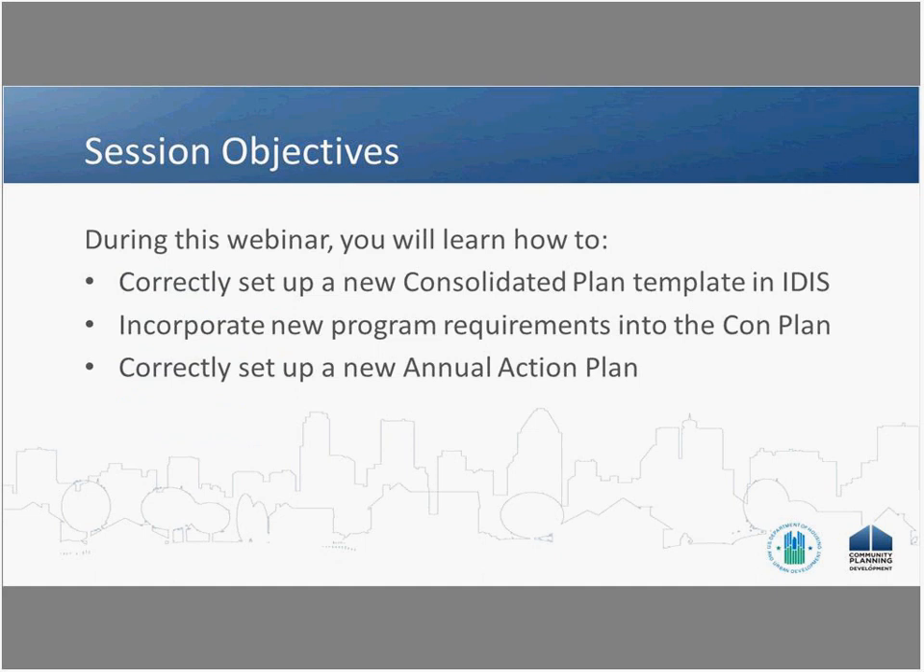2019 cycle, today's session will be directed to you as we will look through how to set up a new consolidated plan template in IDIS, include new program requirements into the ConPlan, and set up a new annual action plan. This would be the second year of your action plan. So for those that are currently in the 2019 through 2023 cycle, you'd be looking to create your first annual action plan. And we will be addressing that at the end of today's presentation.